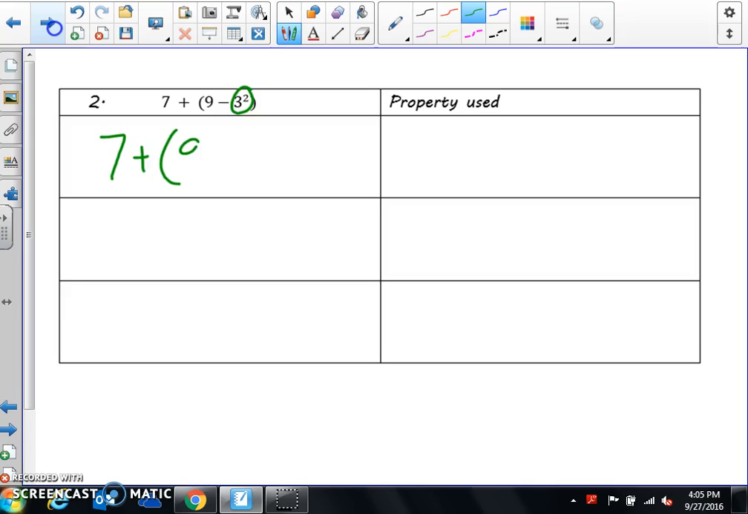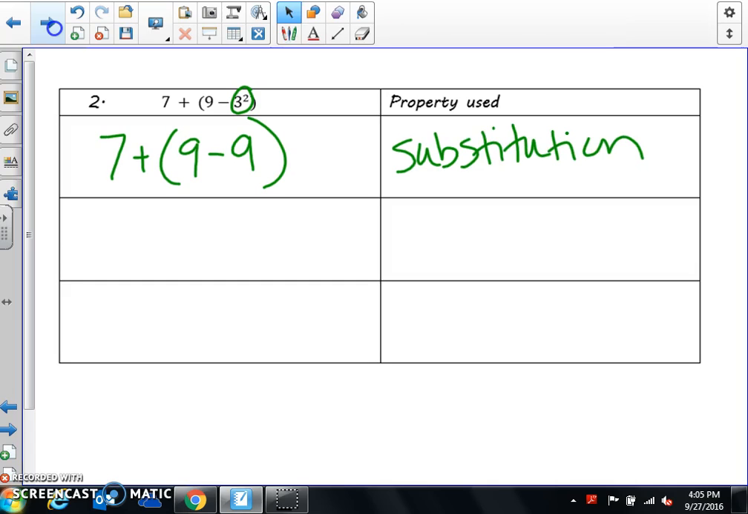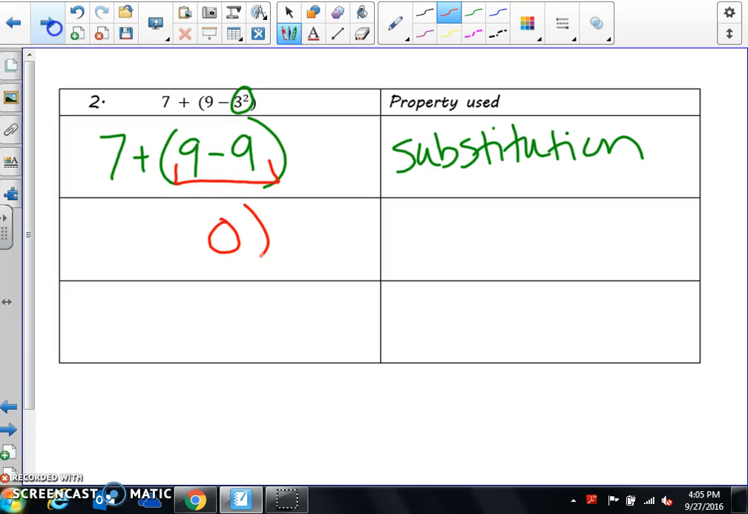So 3 squared is 9. Okay? No property is like, hey, 3 squared is 9, so that's substitution. Our next step is inside the parentheses. So 9 minus 9 is 0. Okay, so which property tells me that 9 minus 9 is 0? That is the inverse property of addition.